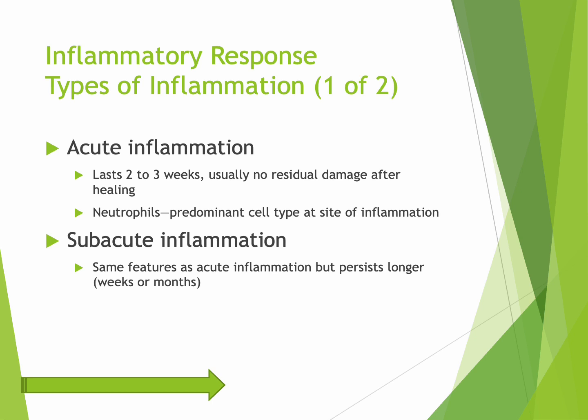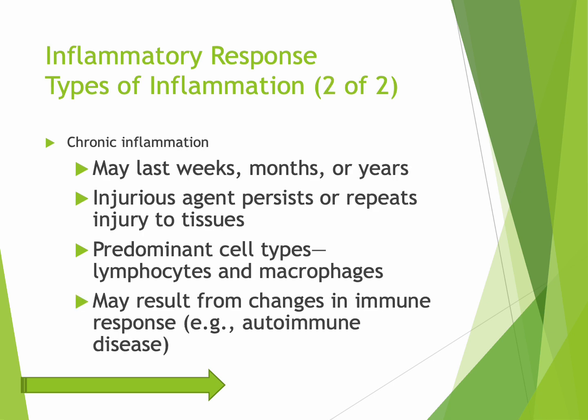So now let's get to the fun stuff, which is the easy stuff. Acute inflammation lasts 2 to 3 weeks, usually with no residual damage after the healing. Remember, neutrophils are the predominant cell type at the site of inflammation. Subacute has the same features as acute inflammation but persists longer, in a matter of weeks or months. Chronic inflammation, however, lasts weeks, months, or years. The injury persists or repeats injury to tissues. Predominant cell types are lymphocytes and macrophages, and it may result from changes in immune response or autoimmune disease.